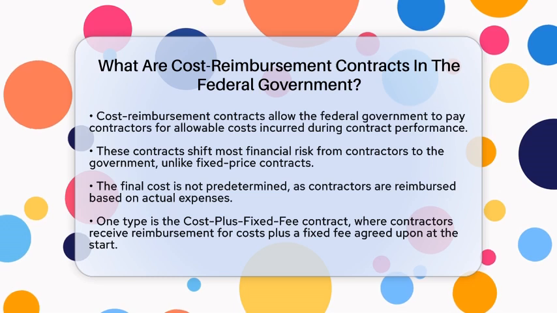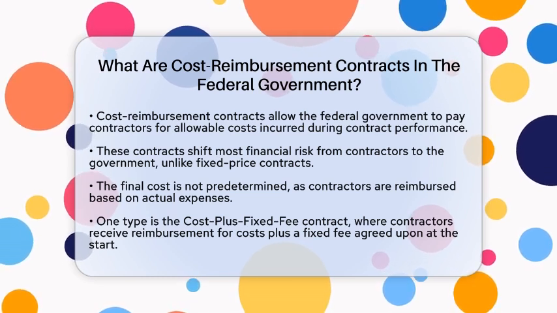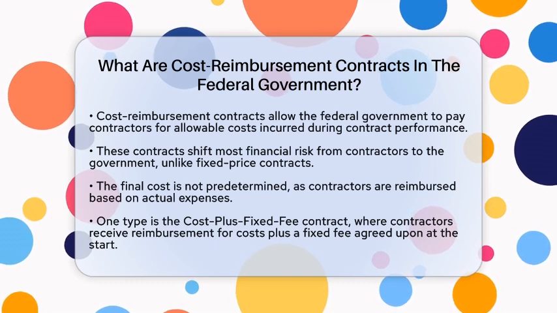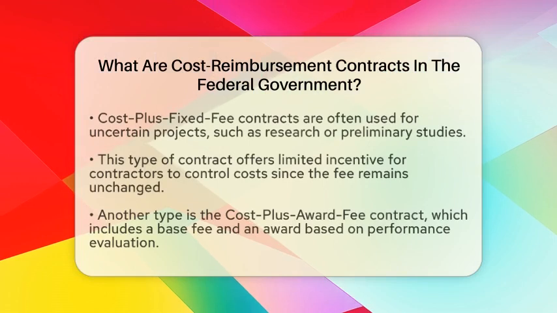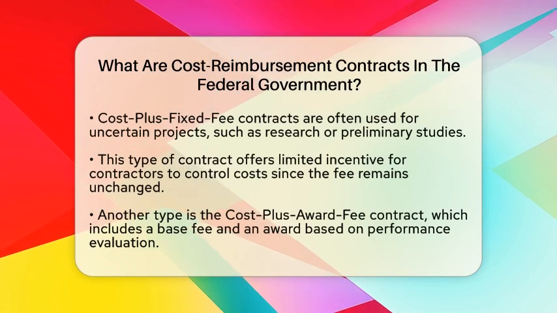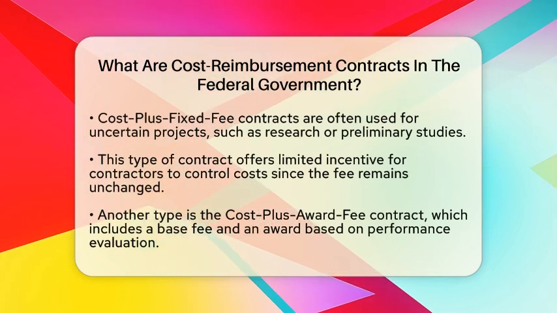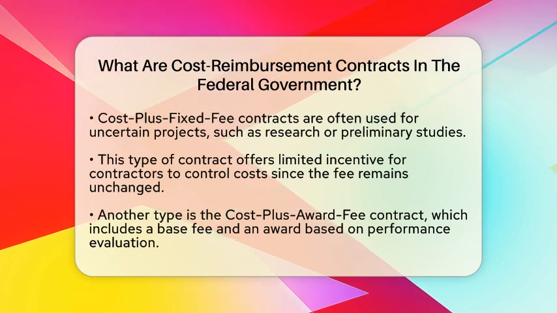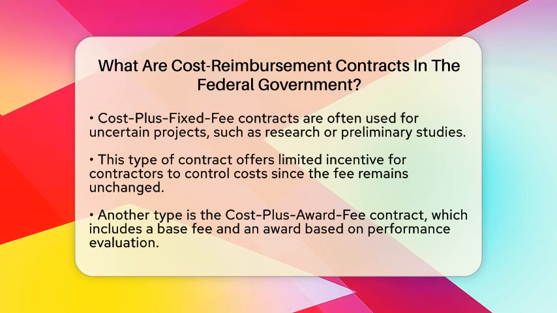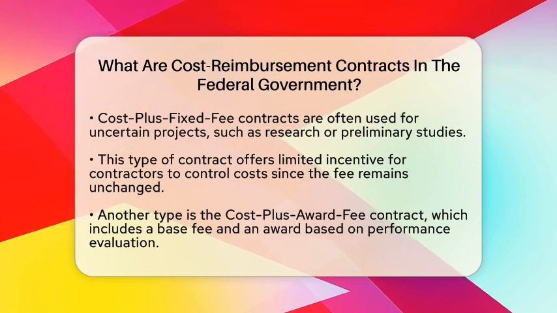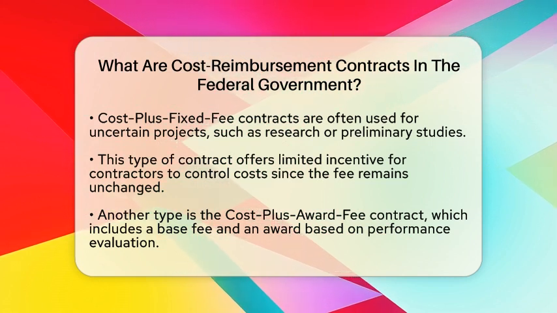One of these is the cost-plus fixed-fee contract. In this arrangement, the contractor is reimbursed for allowable costs and receives a fixed fee that was agreed upon at the start. This fee remains unchanged, regardless of the actual costs incurred. These contracts are often used for projects where the scope of work is uncertain, like research or preliminary studies. However, they provide limited incentive for contractors to control costs since the fee does not vary.